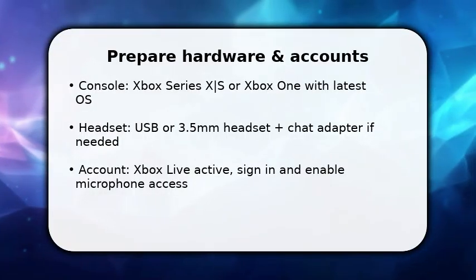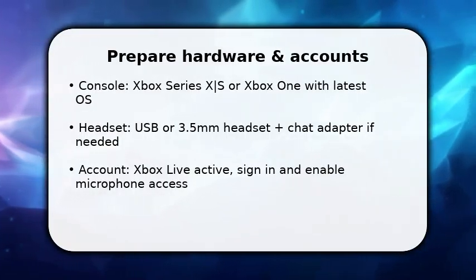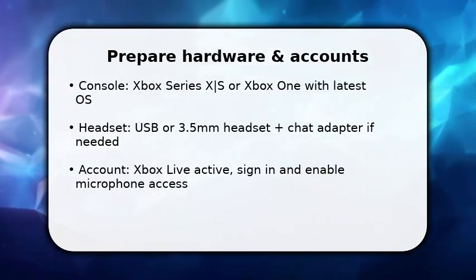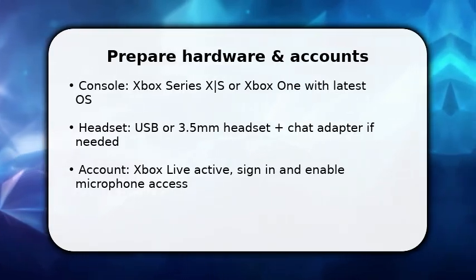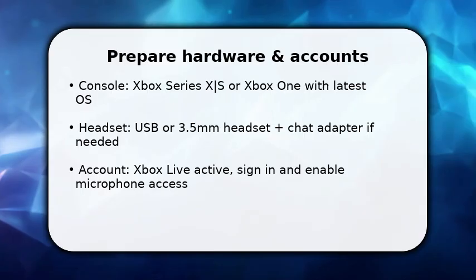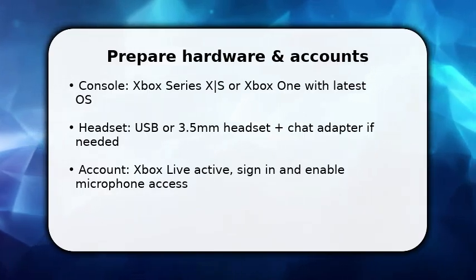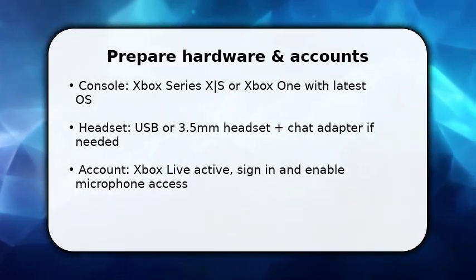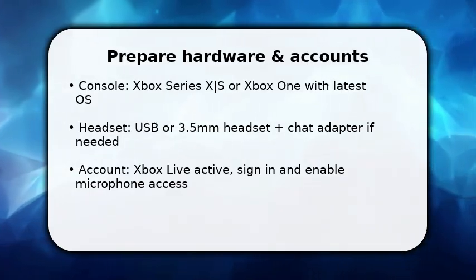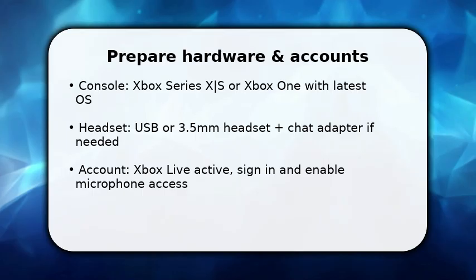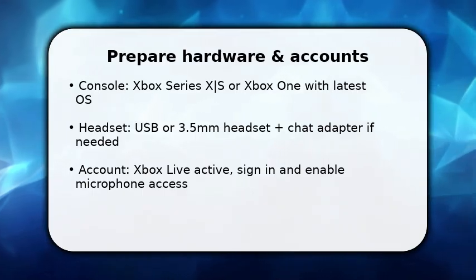You begin by confirming hardware and account basics so the rest works smoothly. Plug a compatible headset into the controller or USB port. You should hear system feedback right away. If using a 3.5 mm headset, attach the chat adapter and test chat audio. Make sure your Xbox Live account is signed in and microphone access is enabled in settings. This prevents permission blocks later.